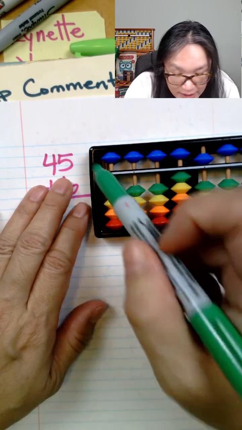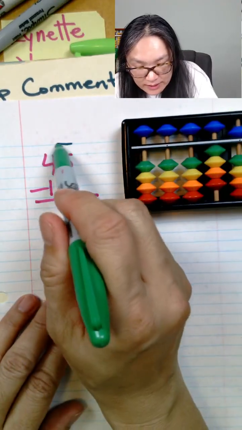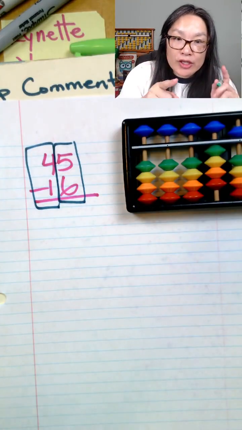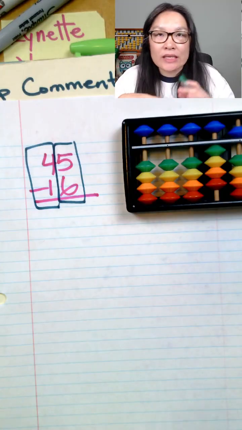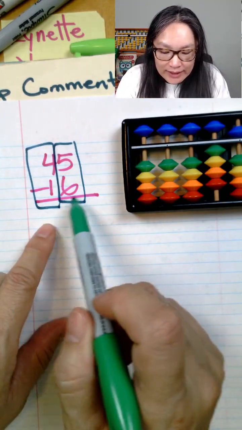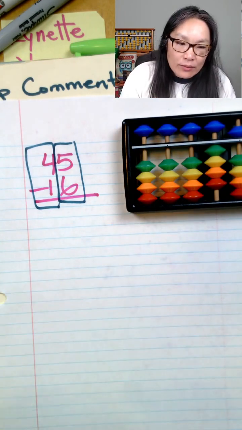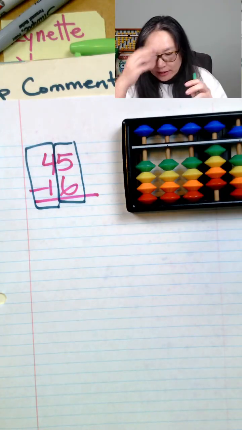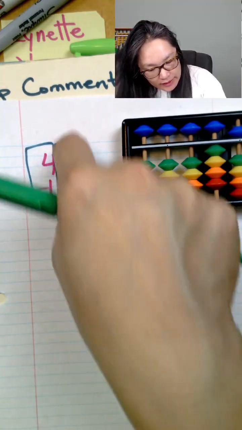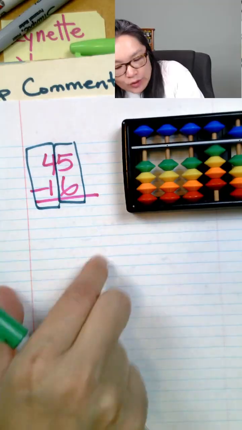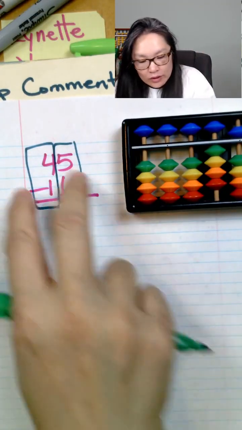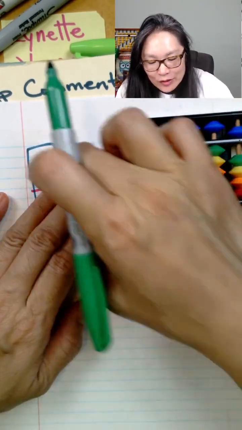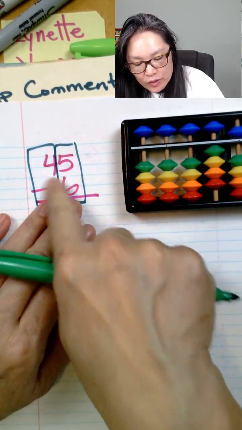Because we're doing a subtraction, this is the ones and this is the tens. It's different than multiplication and division. In multiplication and division, that's when we have to figure out our place value. But when we're doing fast adding and fast subtracting on the abacus, you don't need to line it up nicely, because we always go by the whole number.